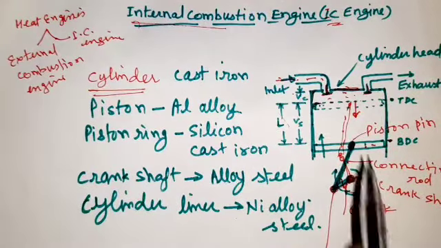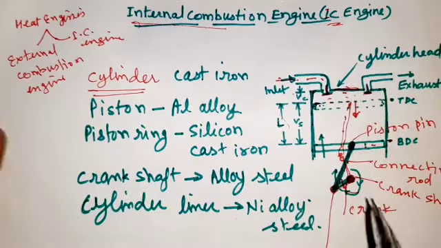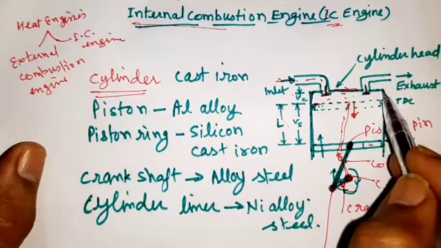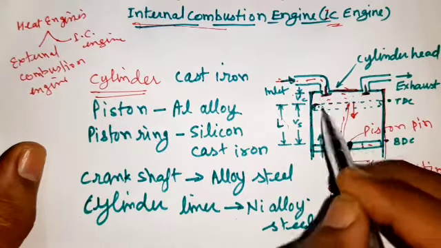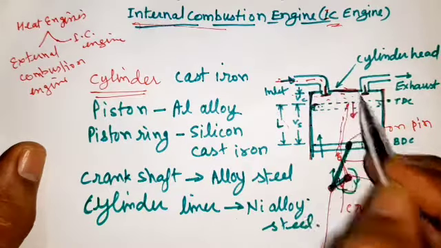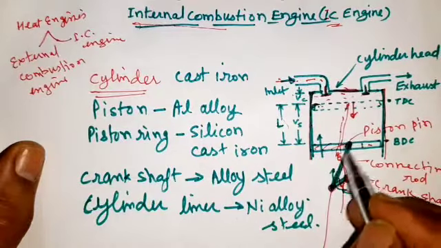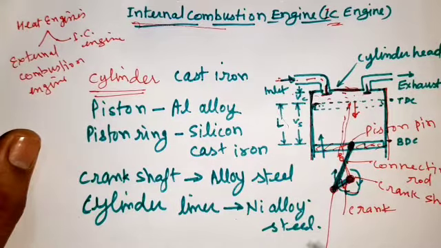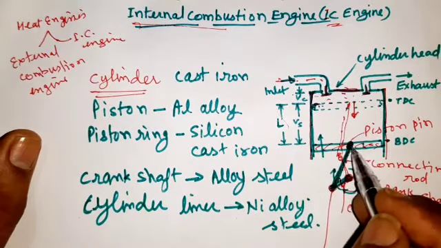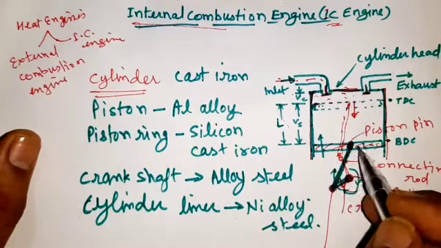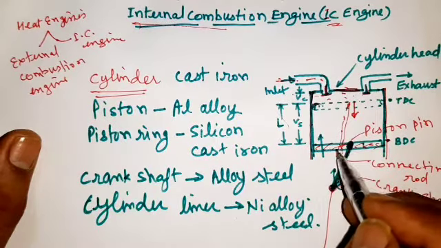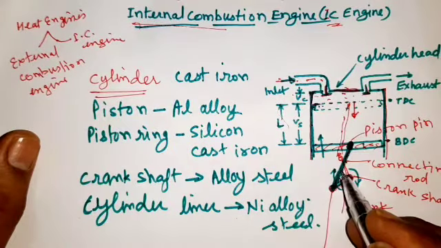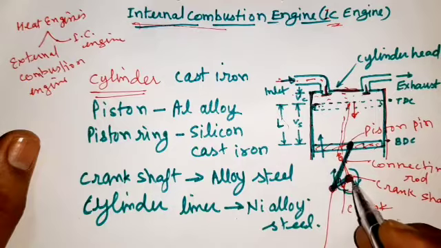Here you can see in this figure, this internal combustion engine contains a main part, which is the cylinder, and this is the piston. This is the connecting rod. This is the crank. This is the piston pin, which connects the piston and the connecting rod, and this is called the gudgeon pin, which connects the connecting rod and the crank, and this is the shaft.